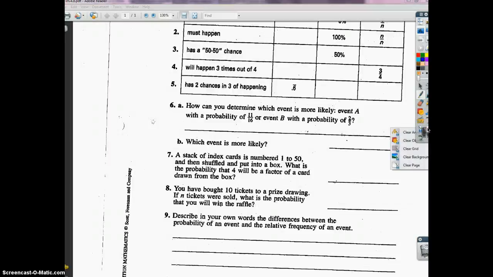Oh, my fault. That actually should have been down here. This one, you should have told me how you found it. You did it by dividing, right? Did you change it to a percent? Did you change it to a decimal? What did you do?